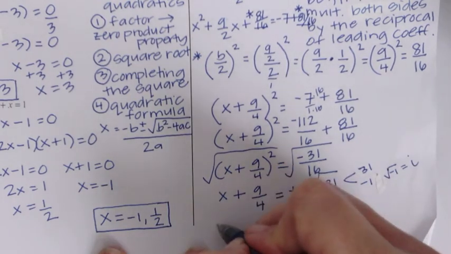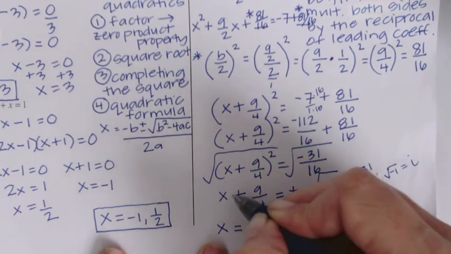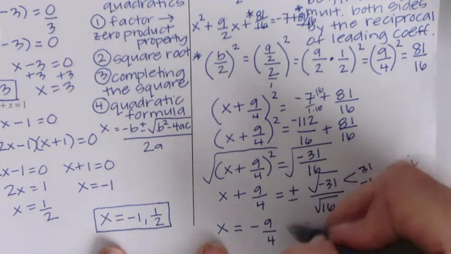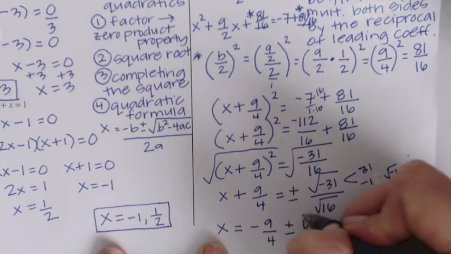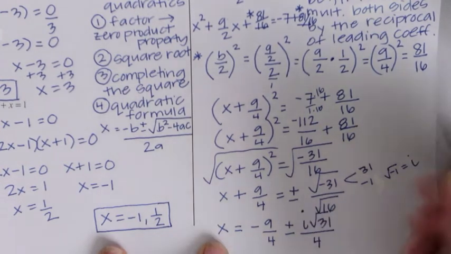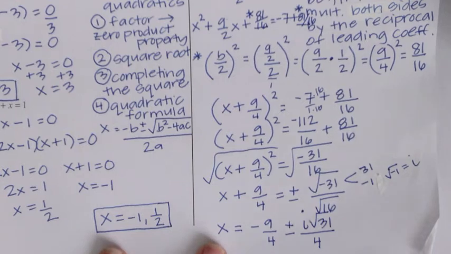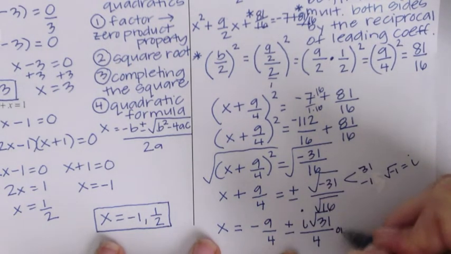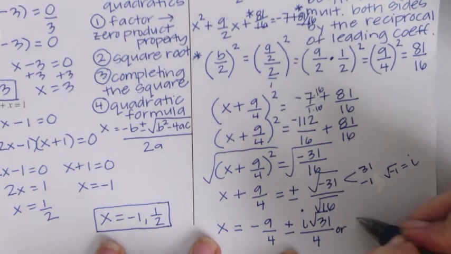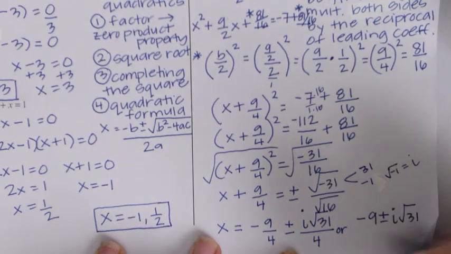So we get x equals negative 9/4. I'm solving for x, so I'm moving the 9/4 over, plus or minus i root 31 over 4. You're more than welcome to put the i on the other side of the square root of 31. Just make sure it's very clear that it's not underneath the radical. Or we could also write this as negative 9 plus or minus i root 31 over 4.